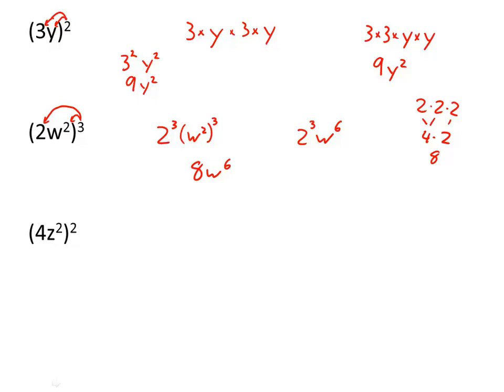Same thing for this one right here. We're going to pull that in, and we're going to pull this in right here. Now, so this is going to be 4 to the power of 2, and z, and I'm just going to do this right away. I'm going to go 2 times 2 is 4.